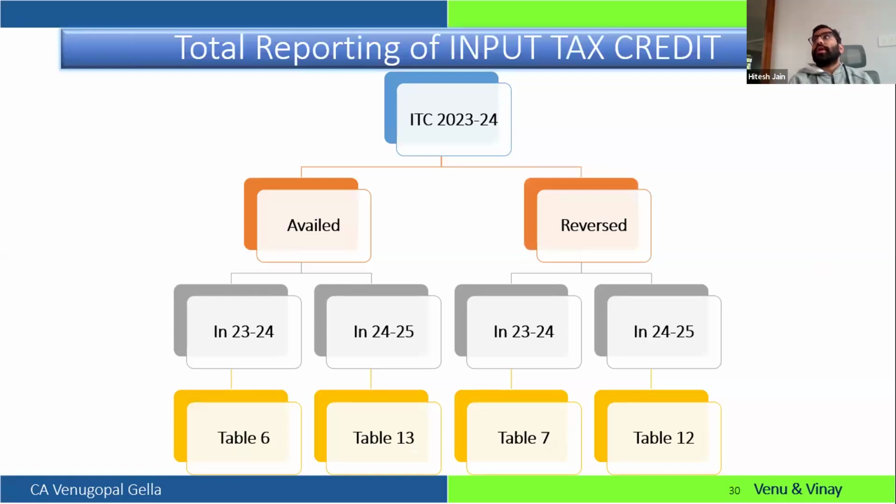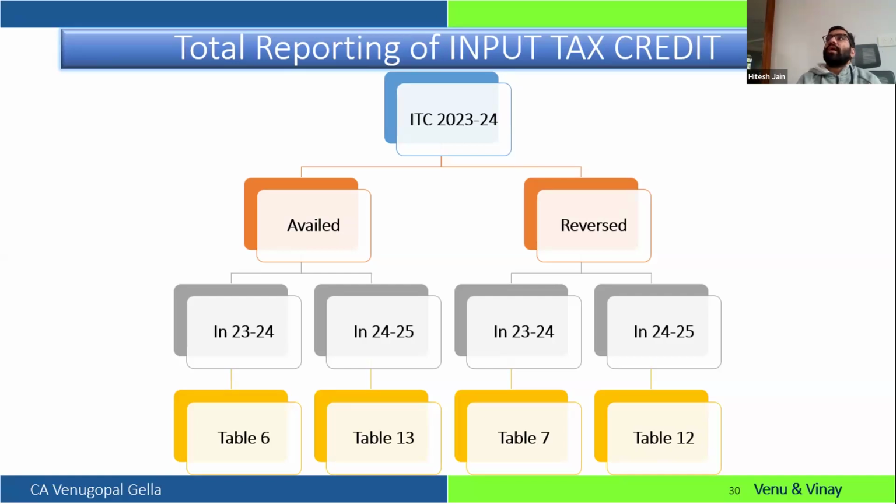Now, coming to total reporting of input tax credit. For total reporting of input tax credit, we need to look at the total ITC which we have booked in our books of accounts. ITC can be of two types, one which we have availed and the other which we have reversed. Availment can take place in the same financial year and it can also take place in the subsequent financial year. The same goes with the reversal patterns as well.